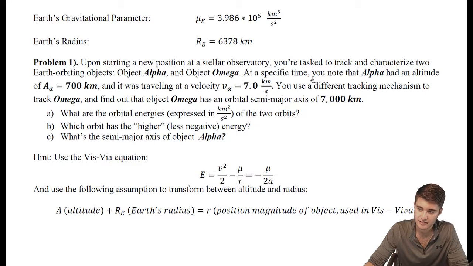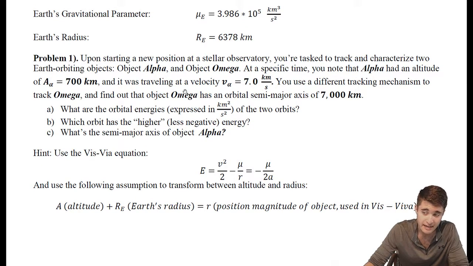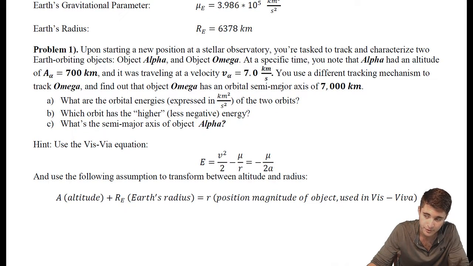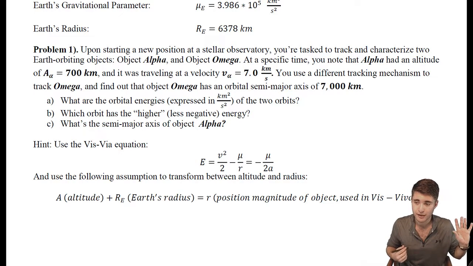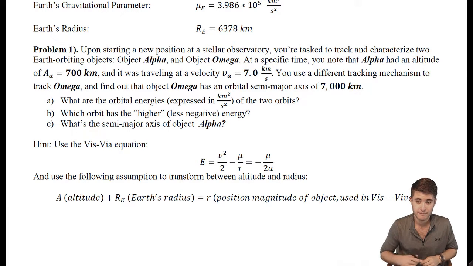He basically says this. He gives you the altitude of object alpha, and he gives you the velocity of alpha. And then he gives you some information about omega, and actually the only thing he gives you about omega is the orbital semi-major axis. So for one case, you've got the altitude and the velocity, in the other case, you've got the semi-major axis, okay?